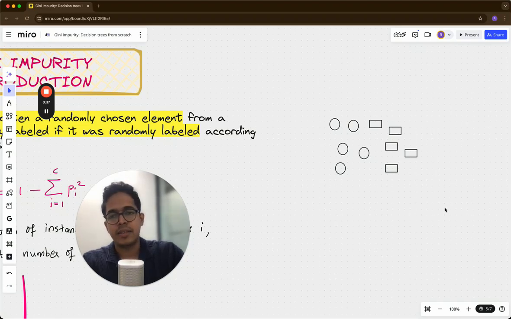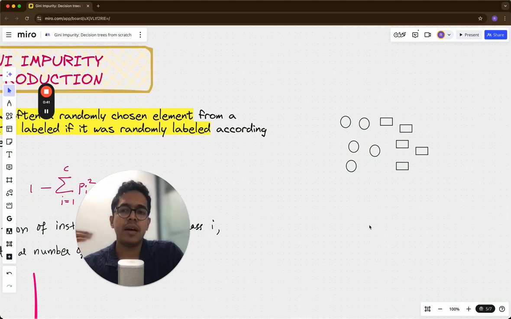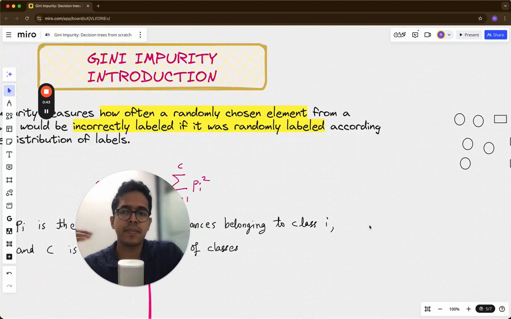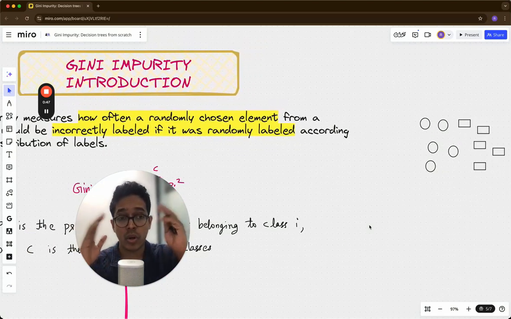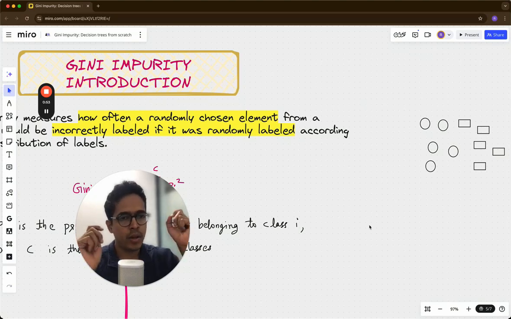Now, my question is, if you were to randomly pick an element, and you are not looking at what the element is, and you say, I'm going to randomly pick an element and that will be a circle, and then you make your random selection. How likely are you to be wrong? That is the question.